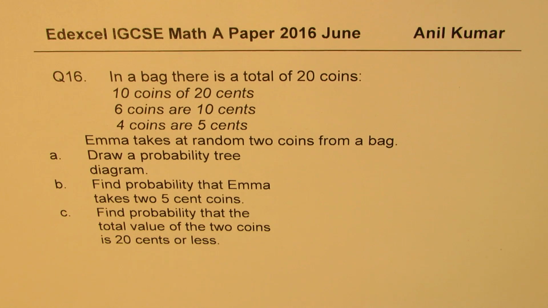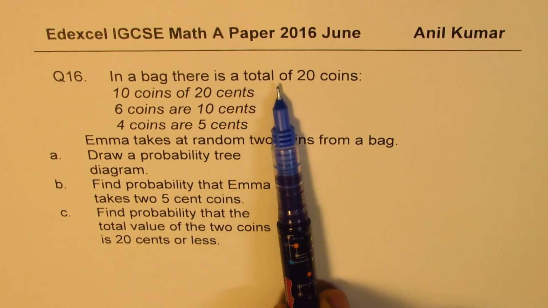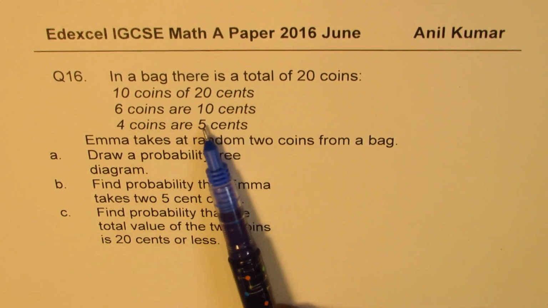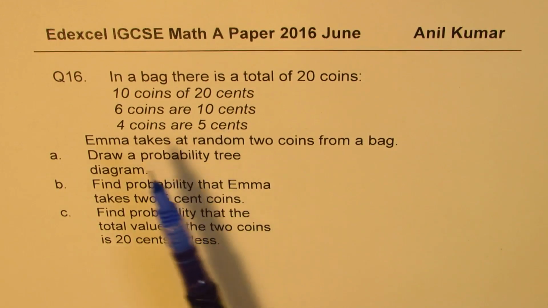This is question number 16 from the 2016 June test paper. It is based on probability. In a bag, there is a total of 20 coins: 10 coins of 20 cents, 6 coins of 10 cents, and 4 coins of 5 cents.